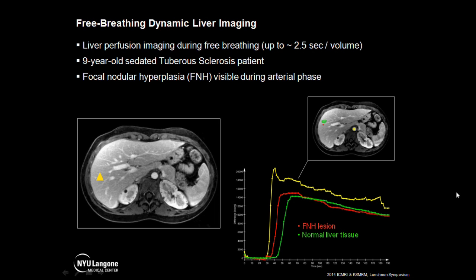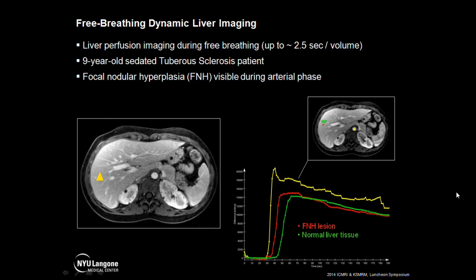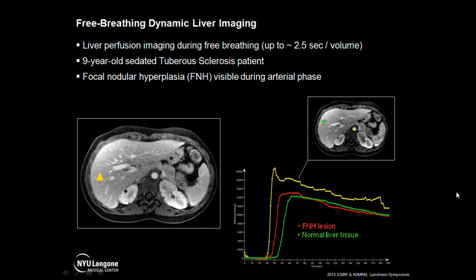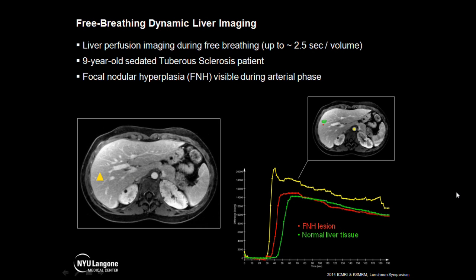This first example is again a dynamic liver scan, a free-breathing GRASP liver scan. In this case, it was again a pediatric patient, a 9-year-old patient with tuberous sclerosis. In this movie, you can see the image quality that we get with GRASP in this application. What's interesting about this case is that this patient has a small focal nodular hyperplasia in the liver, which is a benign tumor. This FNH tumor is only visible in the arterial phase. So it's not visible prior to the contrast injection, and it's also not visible in the later phases of the acquisition.